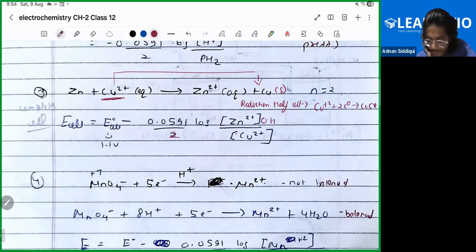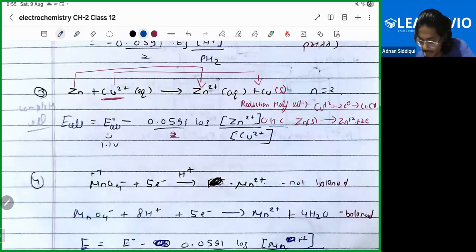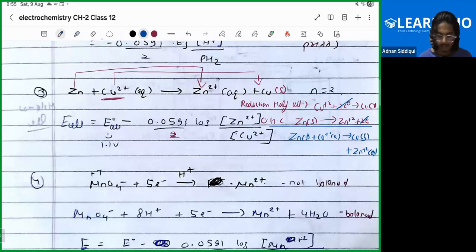What about the oxidation? This thing is getting oxidized. Zn solid is going into Zn2+ plus 2 electrons. So after the reduction half cell and oxidation half cell, you are going to get a net reaction. You are basically going to cancel the electrons and simply write it like Zn solid plus Cu2+ aqueous gives Cu solid plus Zn2+. This is how we got n equal to 2. Is it making sense?